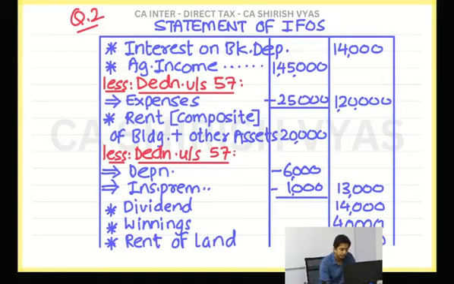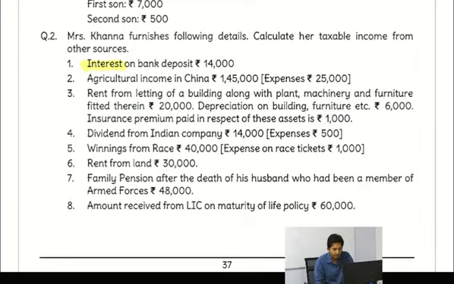Then, done. Family pension after the death of husband who had been member of armed force. Oh, army employee. Then, fully exempt under section 10(19). 19 years age, young girl, newly married, husband went to border, died. So 10(19) fully exempt. So you will put amount or dash. But there was something like standard deduction 1/3 and all. But that is for general employees. This is army employee. So fully exempt means you will put dash.